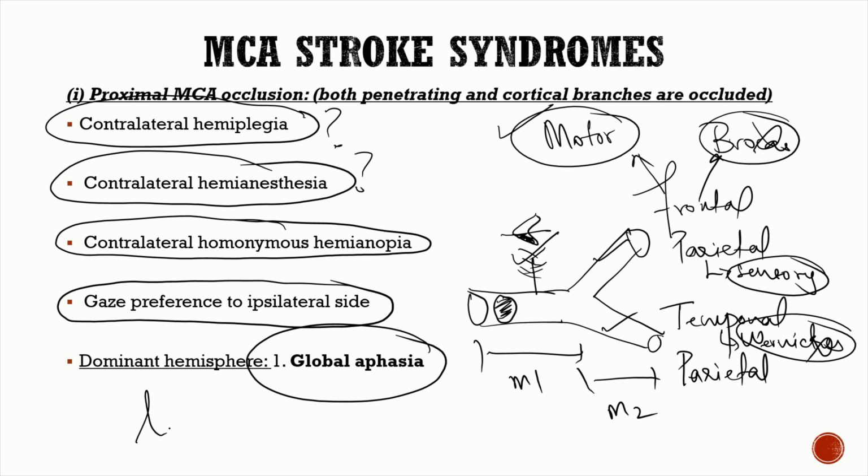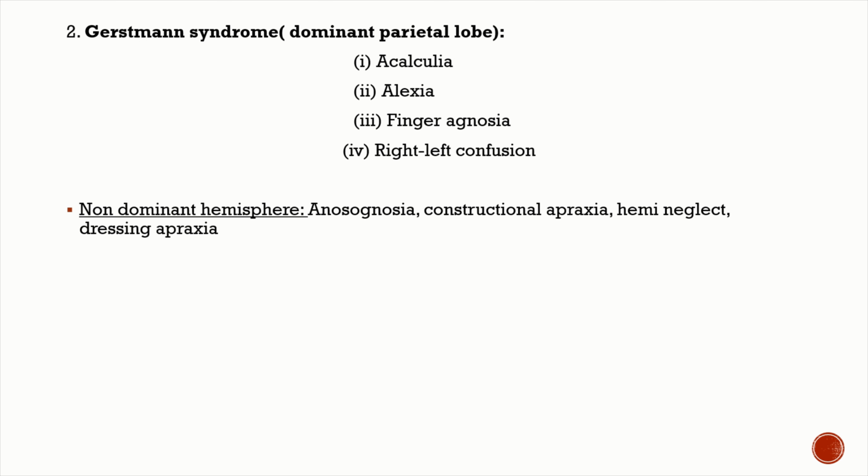And remember, for dominant lesions, usually it's the left side, not always the left side, but most of the time the dominant hemisphere is on the left side. What is the other dominant hemisphere issue? It is Gerstmann syndrome. So when you have a dominant parietal lobe involvement, you're going to have Gerstmann syndrome. This is a very, very important MCQ.